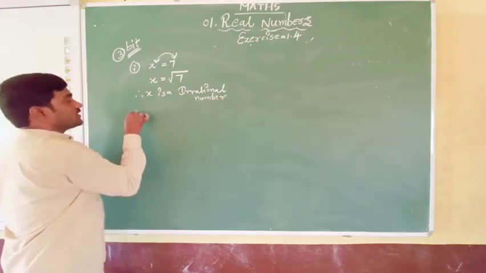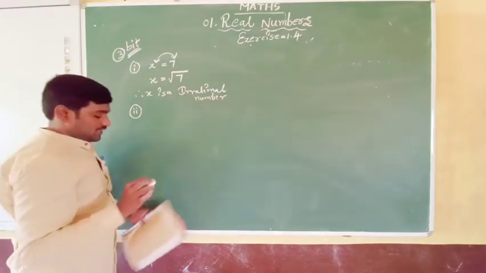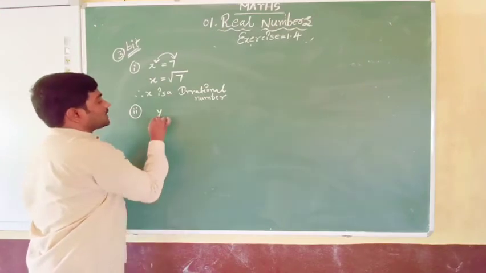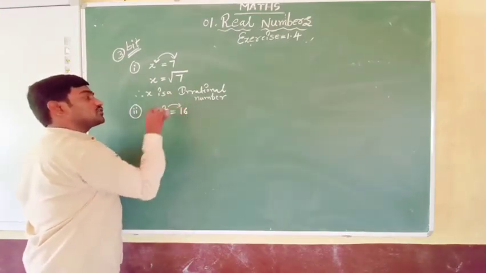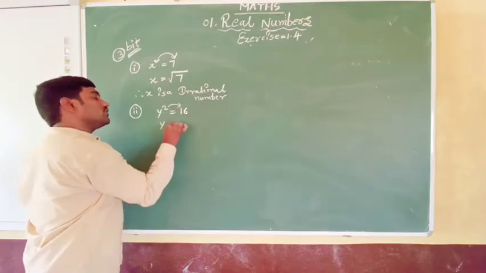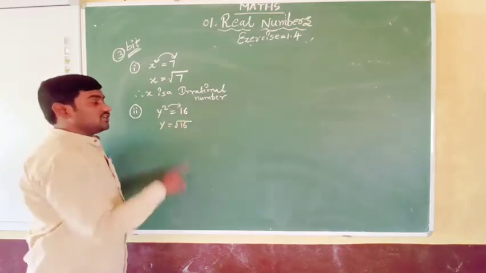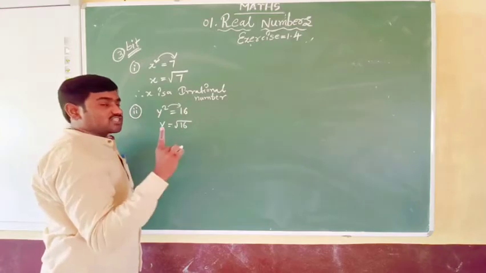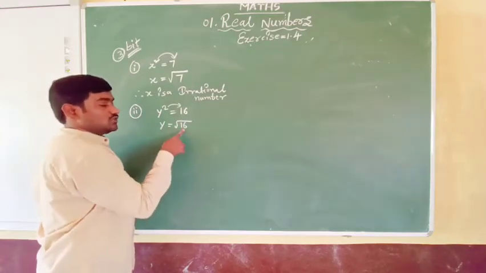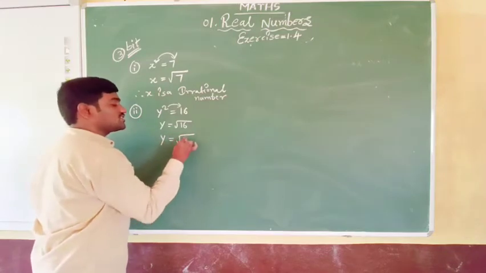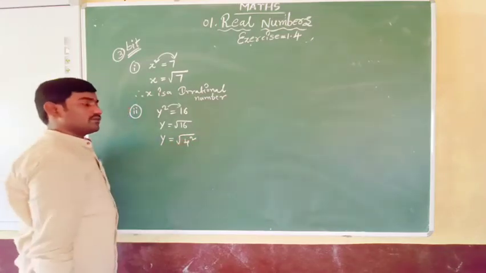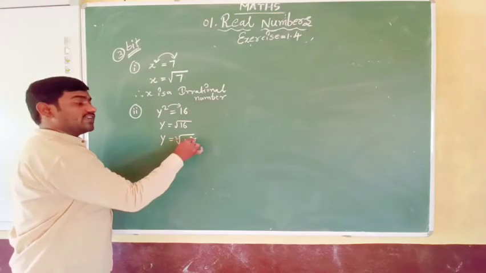Then we go for the second one here. The second question is y square equal to 16. Here we transport the square to this side. Then y equal to under root of 16. Root 16 is a perfect square root number. So 16 can be written as 4 square.